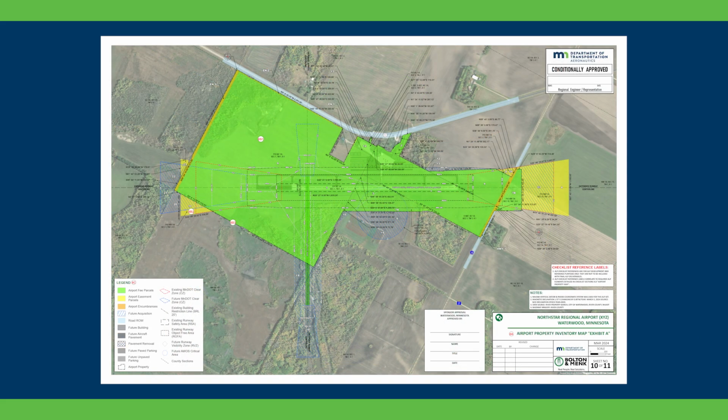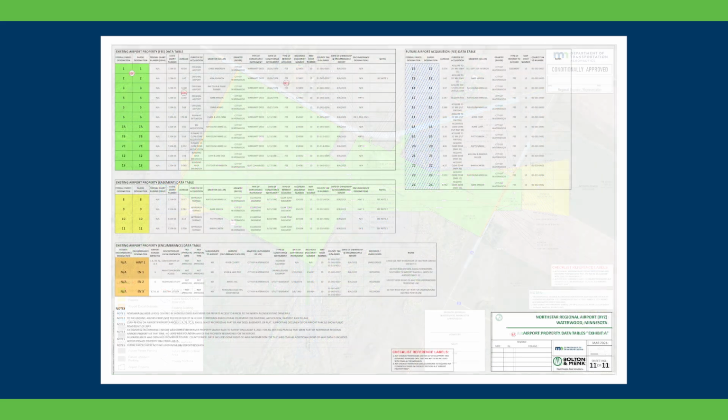Very complex airports with many facilities may need to separate tables and data onto additional sheets to maintain legibility. In this example, the airport property map data on sheets 10 and 11 became so extensive that the tables had to be split off onto a dedicated airport property data sheet for clarity. Be sure to identify all existing and future airport property, including parcels acquired in fee or easement. All airport ownership and encumbrances should be clearly labeled in both the map and the accompanying data tables.